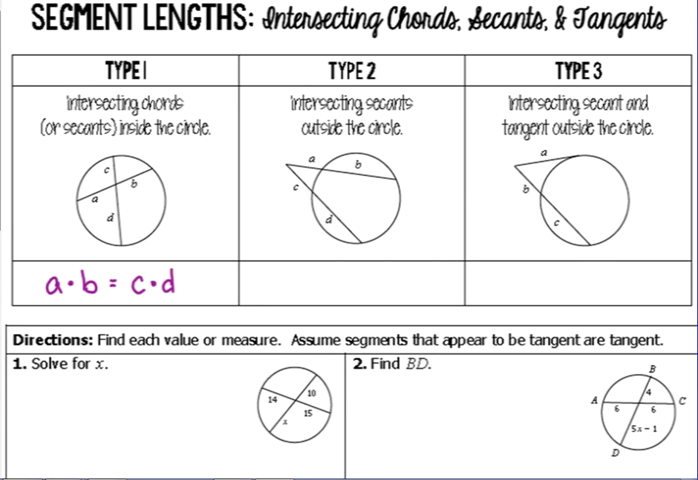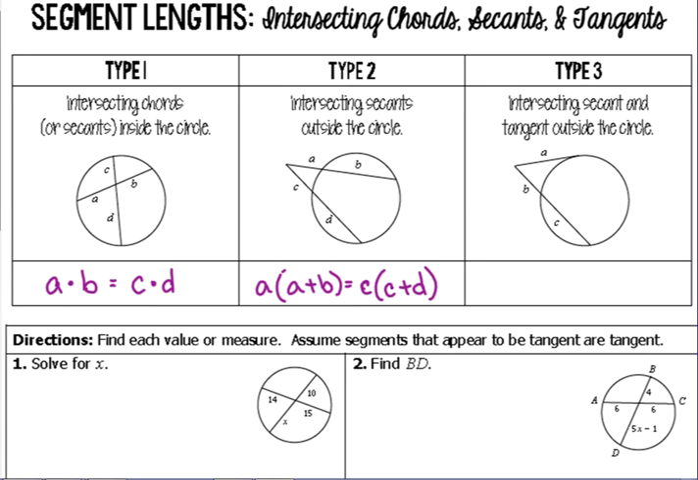Now, type 2, here's the relationship. A times A plus B is equal to C times C plus D. Some of these, I'm going to be honest, you're just going to have to memorize. There's not really a logical way to think through it. It is what it is. You got to know it. This is when you have intersecting secants and part of your segments are outside of the circle.